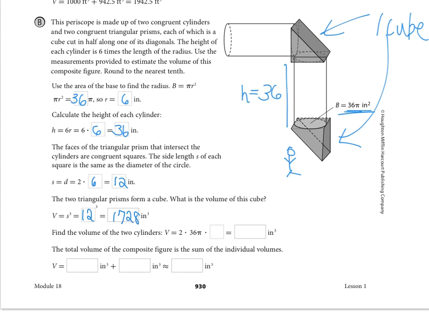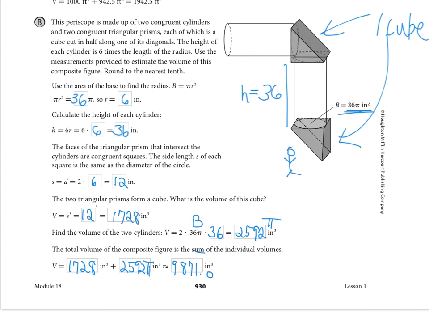Then we're going to find the volume of the two cylinders put together. So that's 2 times, here's my big B, area of the base, 36 pi, times the height is 36. And I should get that that is 2,592 pi inches cubed. And then for the composite, I'm just going to add those up and get the sum. So 1,728 inches cubed plus 2,592 pi, and then do some approximating on my calculator, and I get 9,871.0 inches cubed, to the nearest tenth, as we were told.